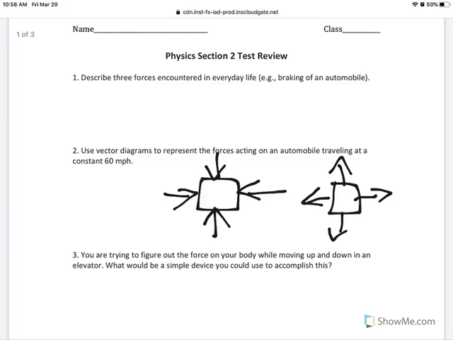So number 3, you're trying to figure out the force on your body while moving up and down in an elevator. A lot of people have this question. I'm going to give you a hint here on number 3 and say, what do you use to measure the force on your body in everyday life? The force from, let's say, gravity. What do you use to measure the force on your body from gravity? Now think about that. A lot of people use this every day to measure the force of gravity on their body. How would that work in an elevator?